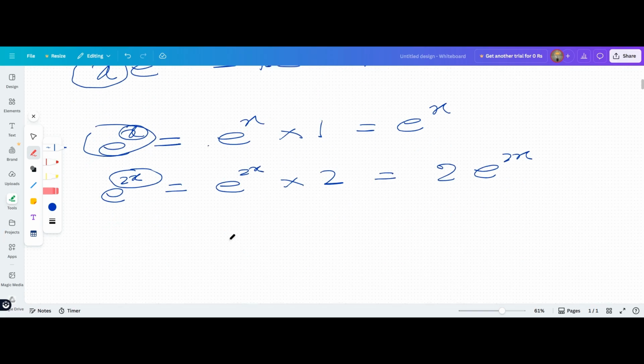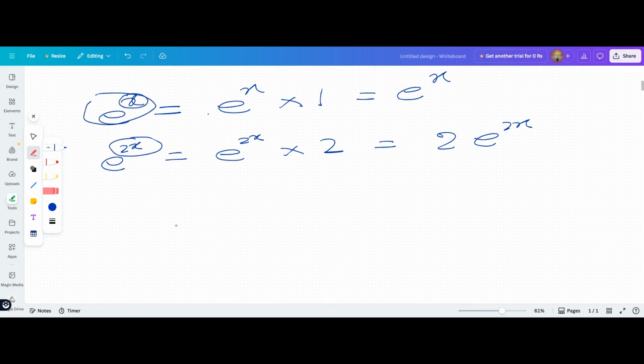So that's very simple. To differentiate e to the power of anything, it is very simple. Whatever is in the power, for example, let's do our question, e to the power 2x squared. Write down whatever is here, e to the power 2x squared, into what is in the power.